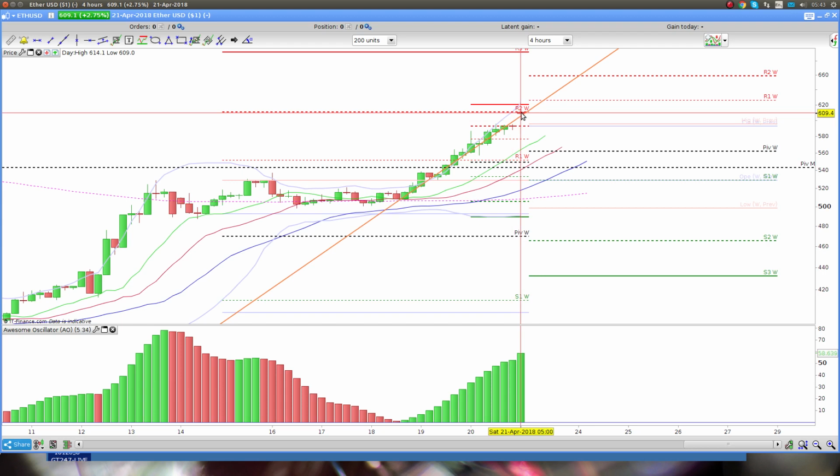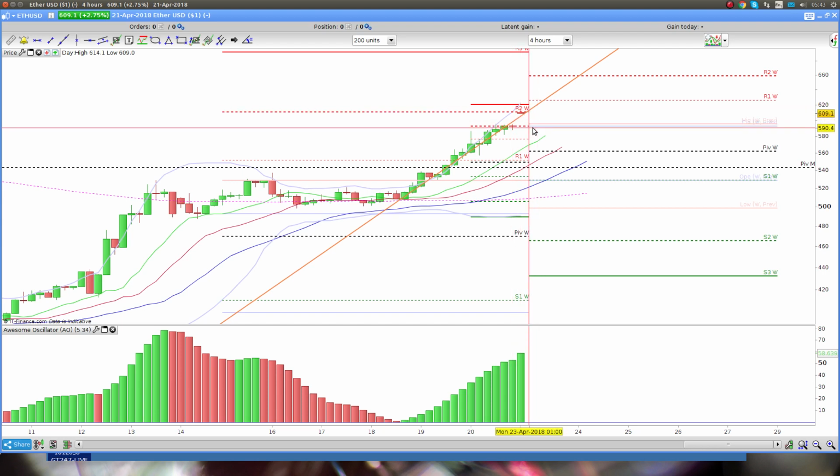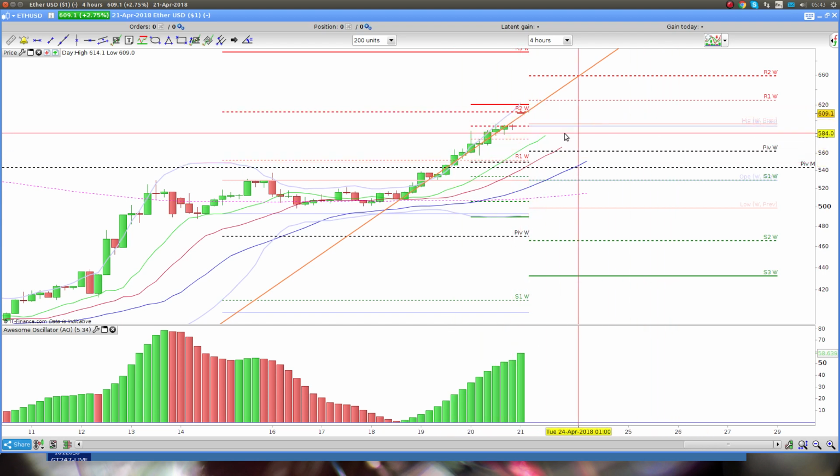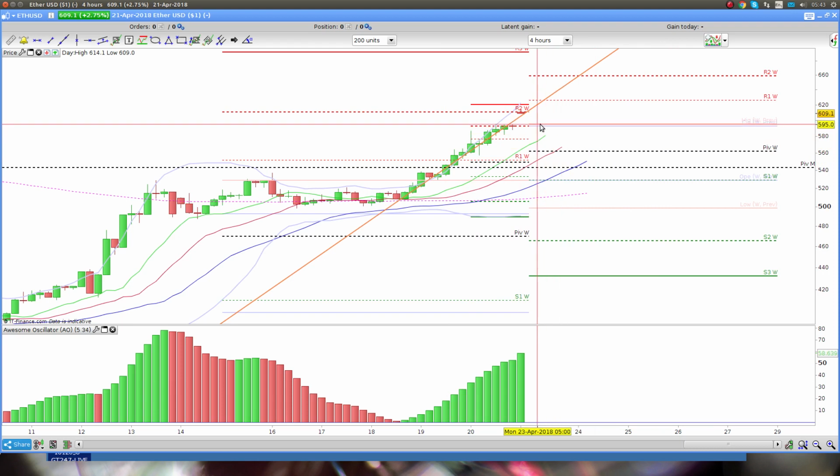So what kind of pullback can we expect? Probably, what's this, the high of the week? So that's the previous high of last week.